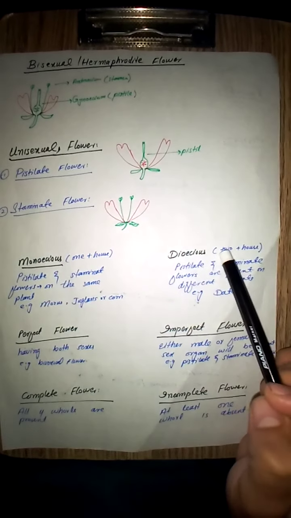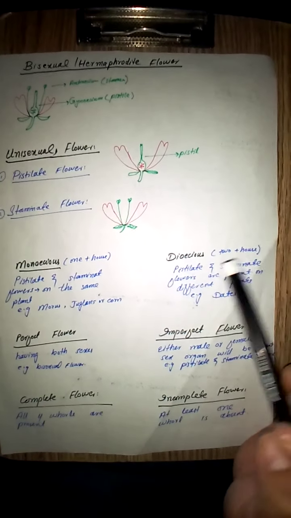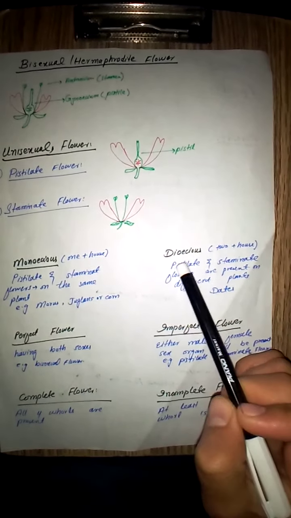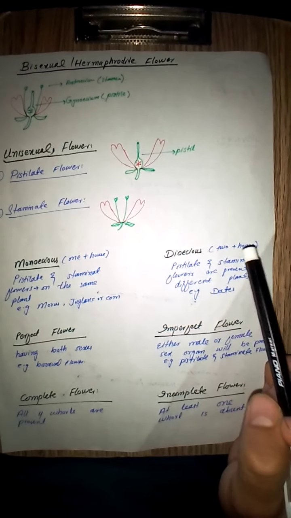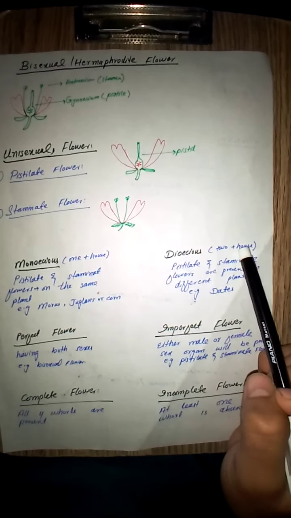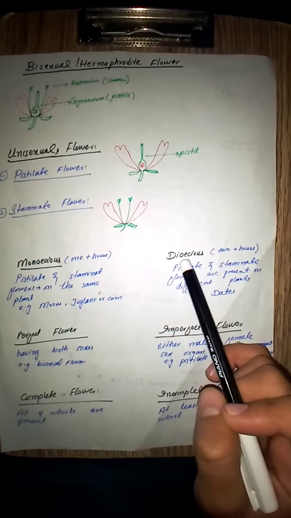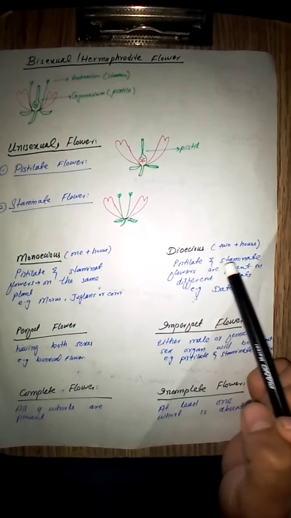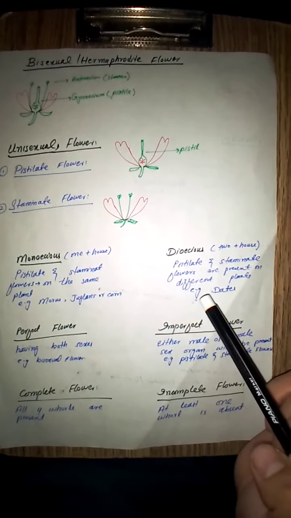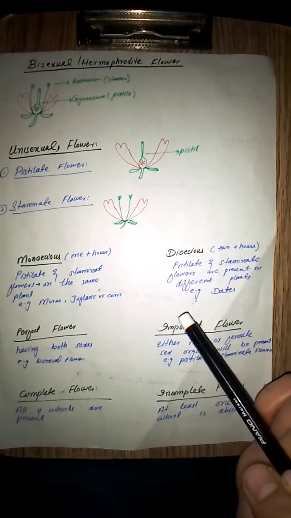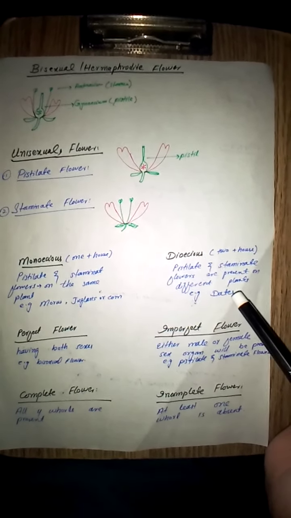Dioecious. Di means two, plus oecious means house. In this case, two plants are required for fertilization. That's why it is known as dioecious. Pistillate and staminate flowers are present on two different plants. For example, dates or khajur.